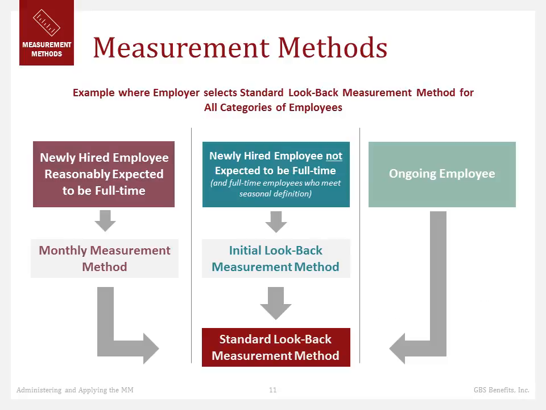But here's an overall review of how it works. And I think this picture, at least for me, helps, and I'm hoping it helps others. I've gotten feedback that it really does help with the big picture. This is assuming that you select the look-back measurement method for all categories of employees. If you do not select it this way, you're going to have a much more complicated flow chart, but this is what it would look like if this is what you select. You have 3 buckets, and those are the only buckets you have to worry about.